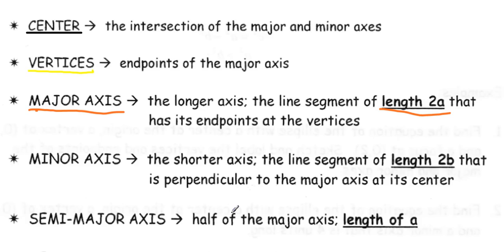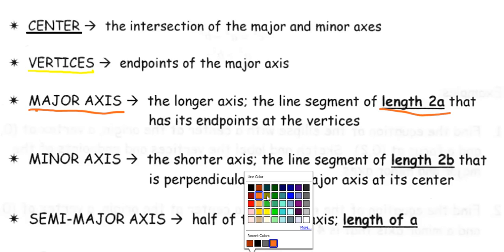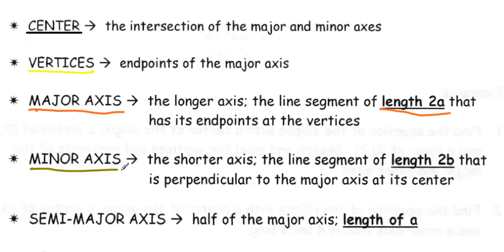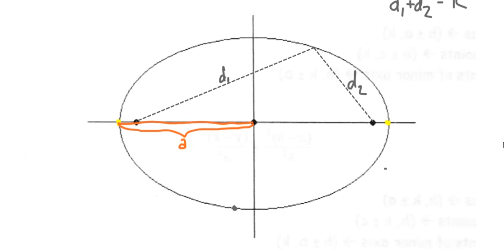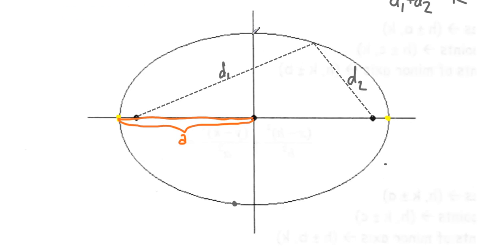Minor axis. Let's make the minor axis a beautiful lima bean green. It's the shorter axis, the line segment of length 2b that is perpendicular to the major axis at its center. So the minor axis goes through the center. This would be our minor axis here. I'm going to draw the whole thing, and we've got intersections here with our ellipse. If we take the distance from the center to one endpoint, that is the length b.